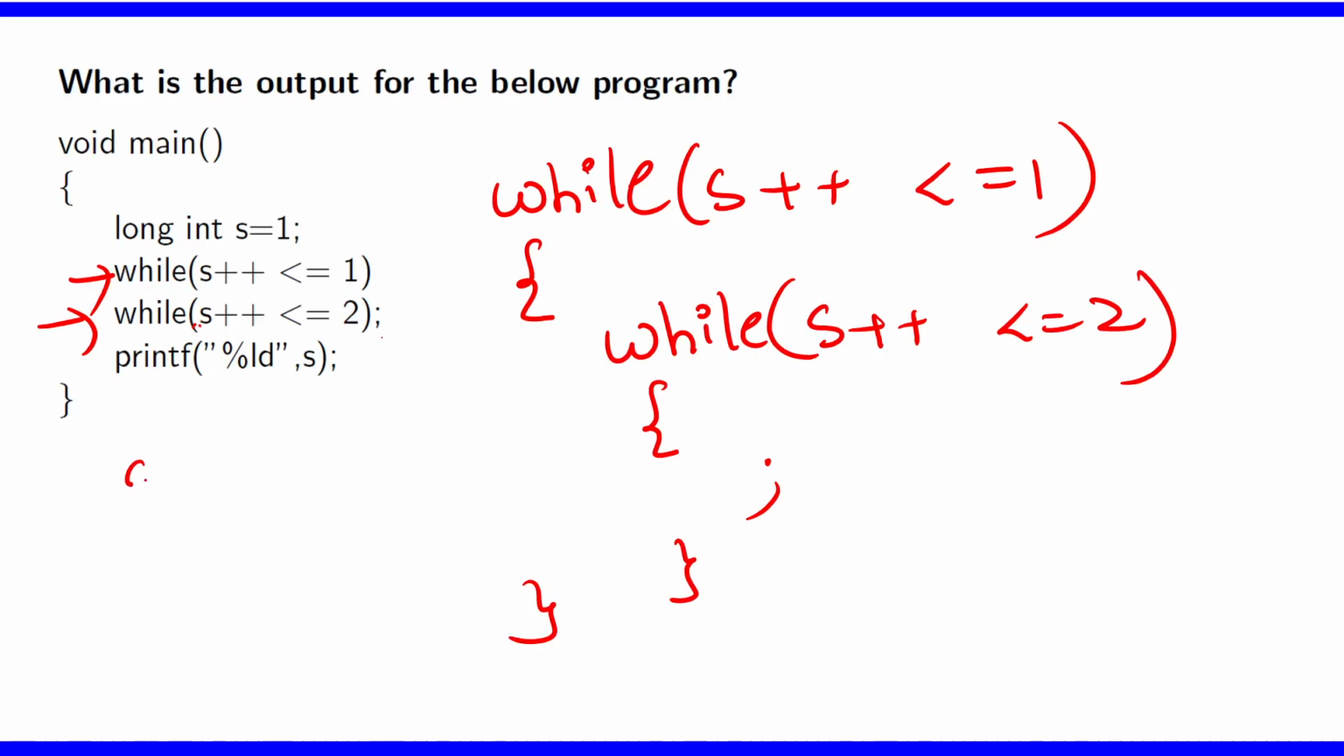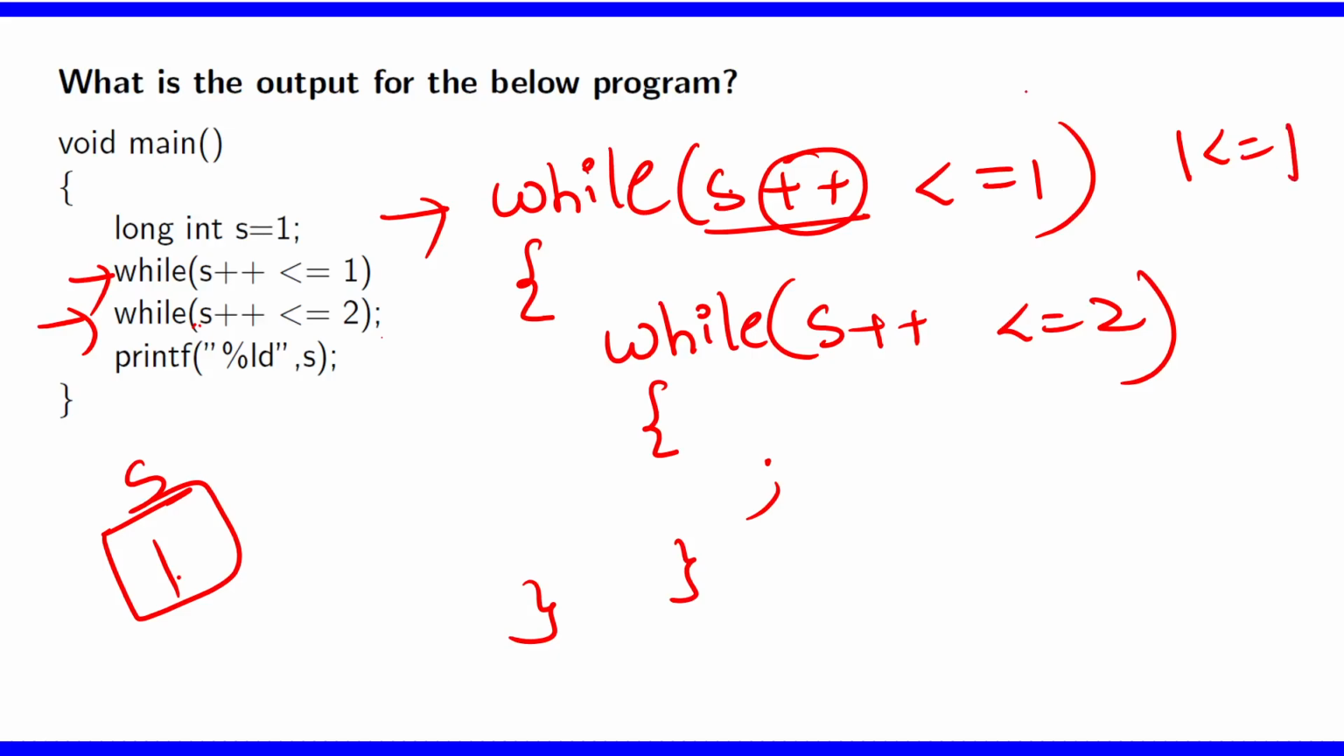Now, what is the value of s given in the memory? 1. Let us see how it works. Again, I will come to the first while loop, s plus plus, it is post increment, I will do it later. Yes, what is the s value? 1. 1 is less than or equal to 1. This is true. Since it is true, I have to enter the while loop. But before I enter, there is something pending.